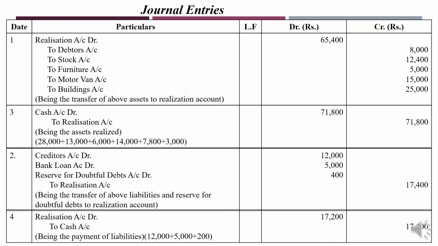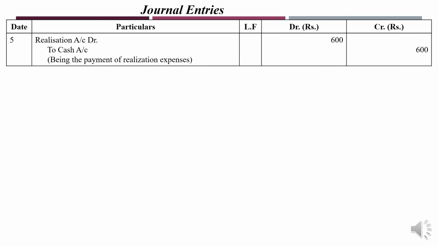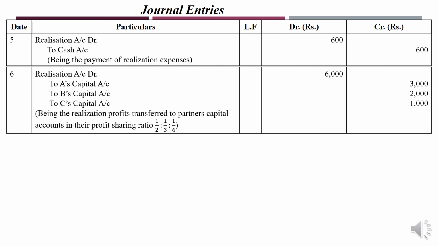Next, we'll move on to the next journal. Realization account debtor to cash account. This is for the realization expenses paid. Then we'll find out the profit. Now we got a profit after taking the difference. So realization profit is 6,000, which is distributed among the partners on the basis of their profit sharing ratio.